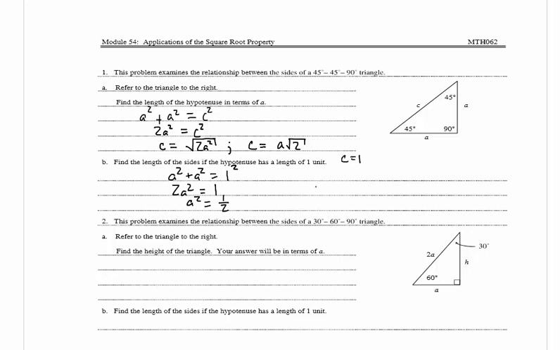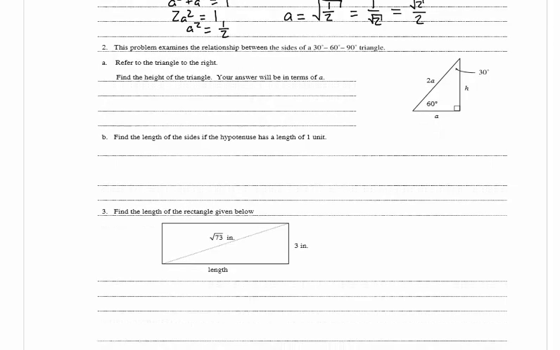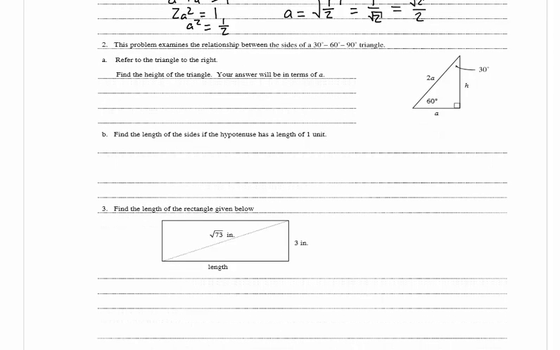So we have a is equal to the square root of 1 over 2, which can be written as 1 over the square root of 2. And then we would want to rationalize the denominator. So it would be equal to the square root of 2 divided by 2. In 2, it says this problem examines the relationship between the sides of a 30, 60, 90 triangle. Refer to the triangle to the right, find the height of the triangle.